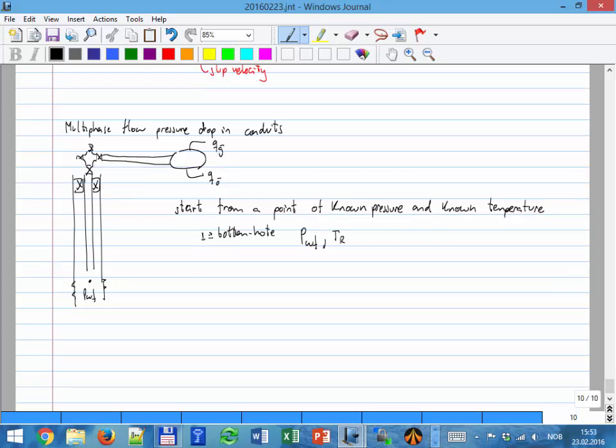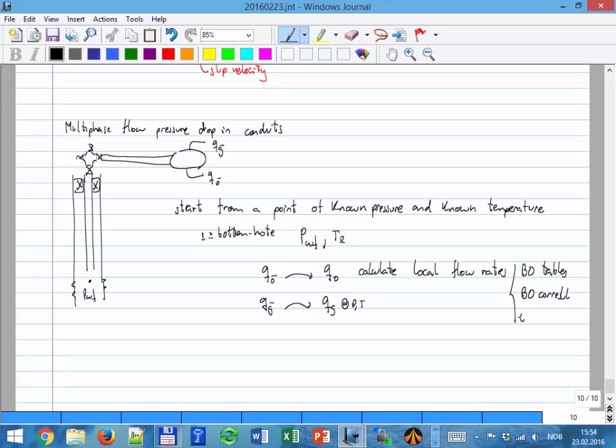So what is the first step? Remember, multiphase flow pressure drop depends on the local rates. Okay, so we need to calculate local rates. So we need to find a way to calculate from here to calculate QO and from here to calculate QG. So that's the first step, is really calculate local flow rates. These are going to be different at each P and T. Okay, they depend on each P and T. And I will say, in the example that we are going to make, we are going to do a compositional approach. So I'm going to show you exactly how to do that calculation. But basically here we can do it with BO tables. We can do it with BO correlations. Or we can do just with an equation of state.